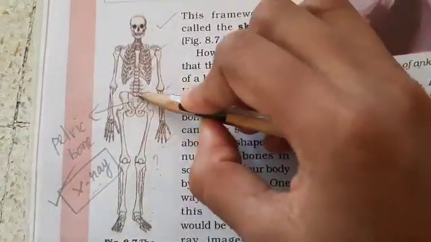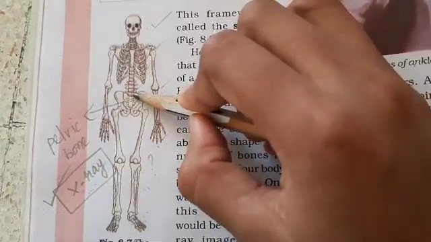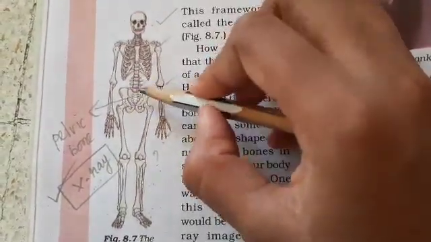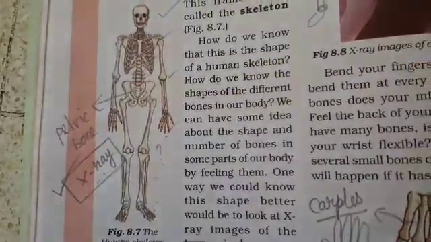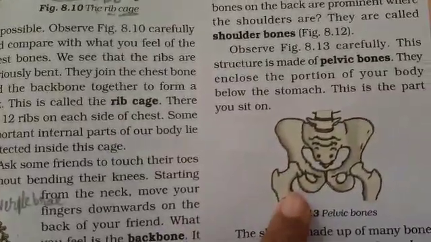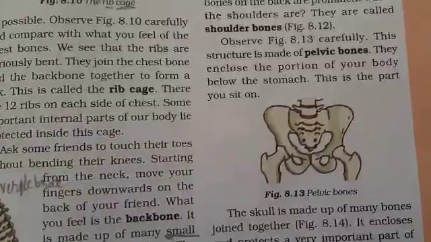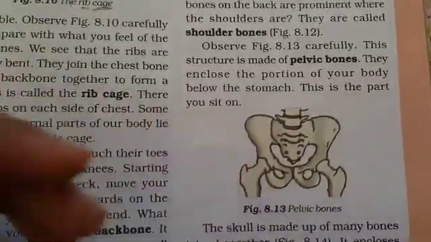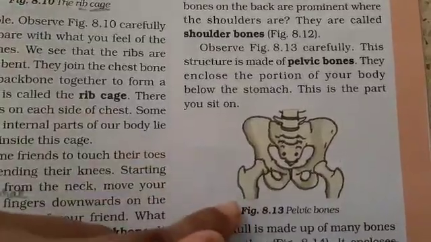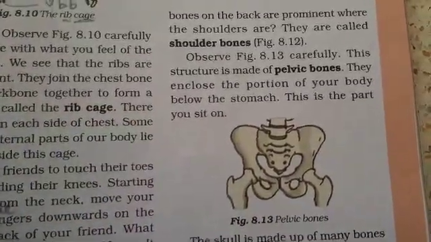At this point your vertebral column stops, right? And then your pelvic bone and the leg bones are seen. So what is the use of the pelvic bone? It enables us to sit. This is the part of the bone present below the stomach, and with the help of this bone we are able to sit.